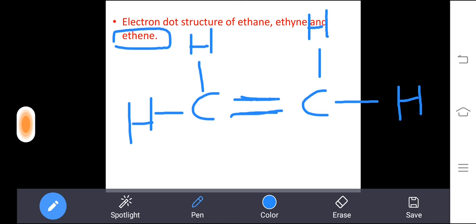Okay, so what is the formula for the ethene? C2H4. So you don't need to memorize. If you know the concept, if you know the valency itself, you can draw this. And how to draw the electron structure? Very simple. If you have a pencil, you can do it very nicely.